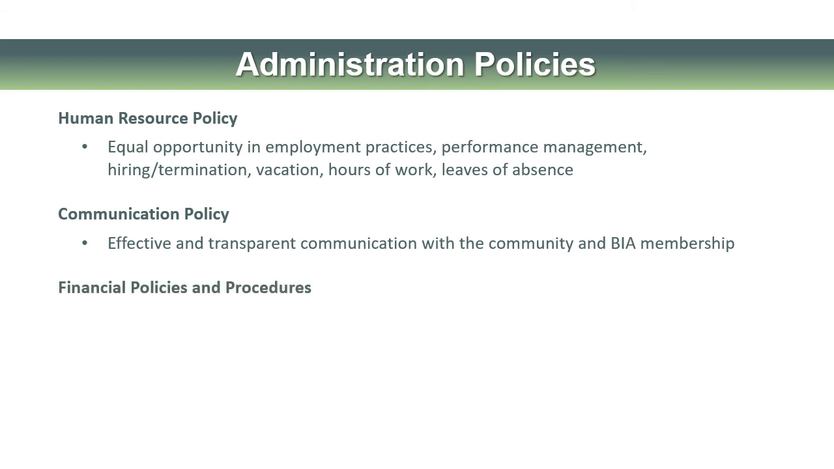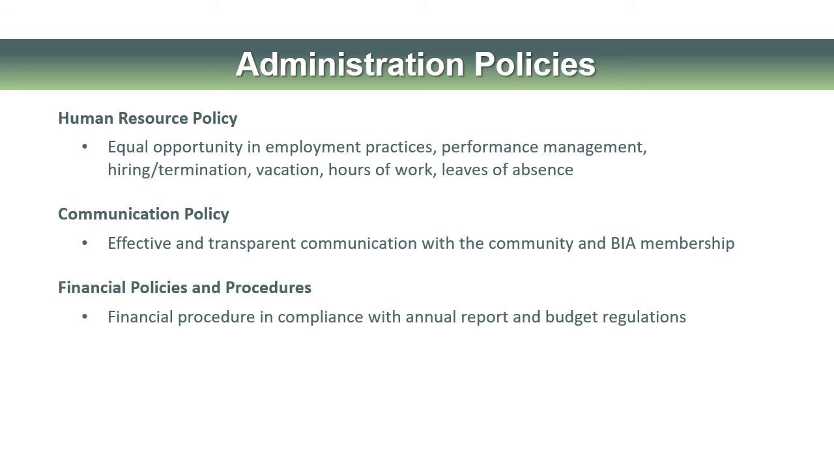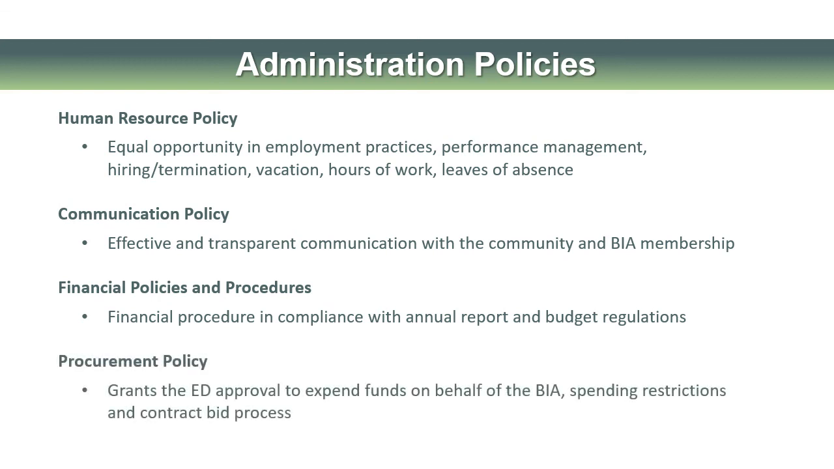Financial policies and procedures, which outline rules for compliance with the annual report and budget regulations under the City of Ottawa Governance Bylaw. They also govern the auditing process and other provincial reporting requirements. A procurement policy, which is a tool that grants approval to the executive director to expend funds on behalf of the BIA. It also covers accompanying procedures concerning spending restrictions and a contract bid and awarding process.